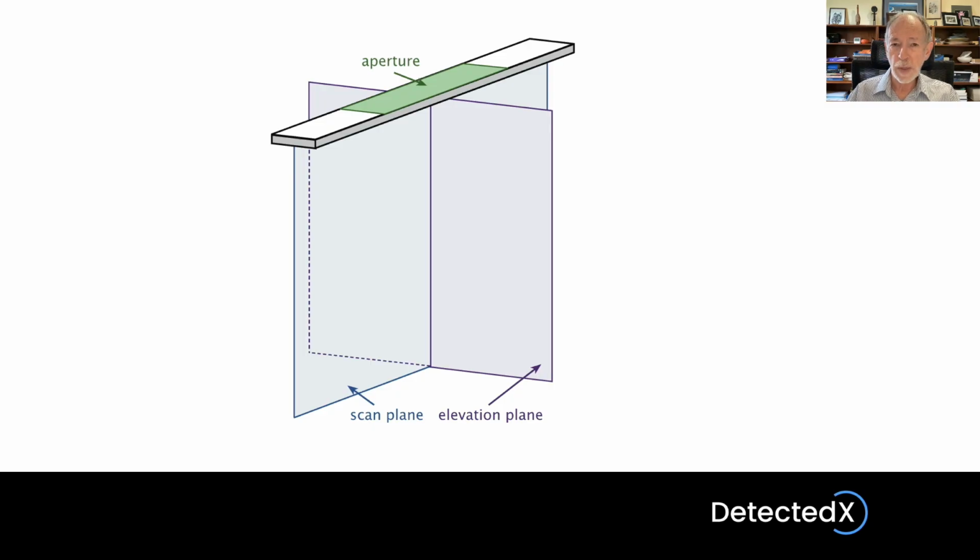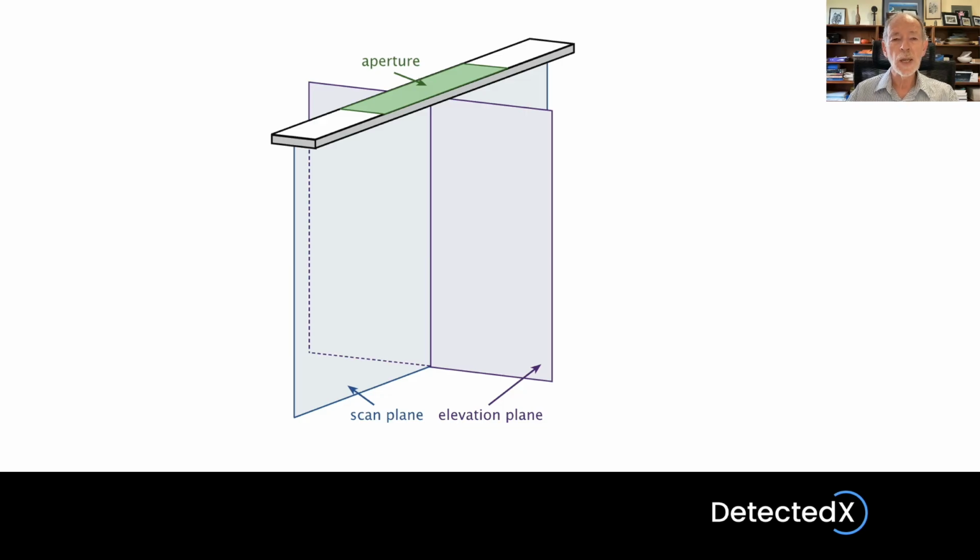Here we have another aspect of the beam. I've drawn here a diagram of the transducer. I've highlighted the aperture in green again, as I did in the previous talk. And I've shown the scan plane running the length of the transducer, and then another plane at 90 degrees to the scan plane, which I've labeled the elevation plane. The reason for this diagram is that we have to think about the ultrasound beam as a three-dimensional thing.